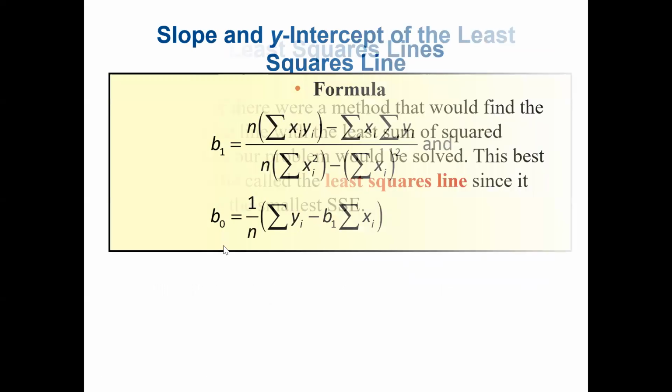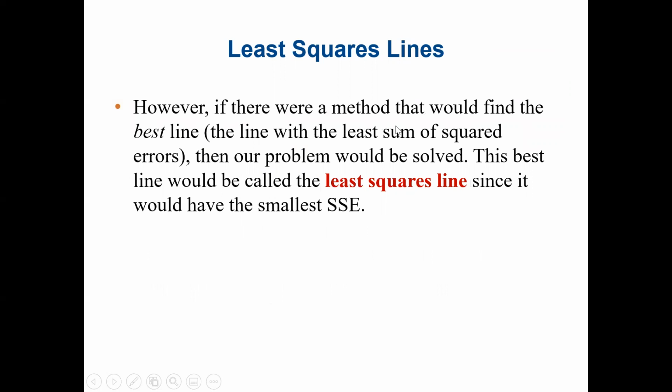So that's what we mentioned here. If there were a method that would find the best line, the line with the least sum of squared errors, then our problem would be solved. This best line will be called the least squares line since it has the smallest SSE.